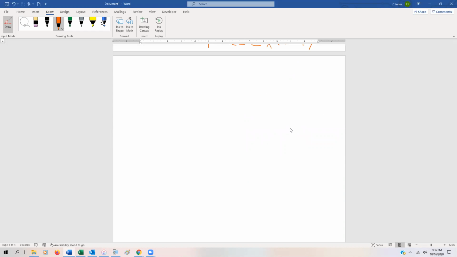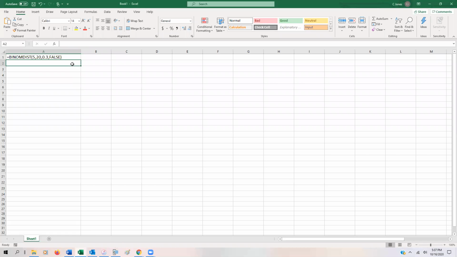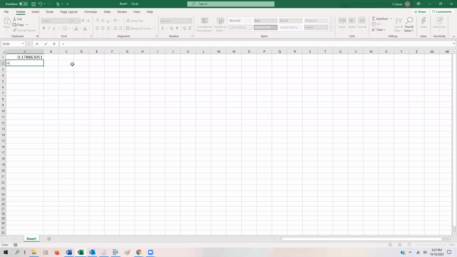Now here's the real power of Excel. Let's say I wanted to know, in a separate item, if P was equal to 0.30 and N was 20, what is the probability of less than 3 successes? If we did that by hand, we would have to do probability of 0 plus probability of 1 plus probability of 2, and that would be pretty painful. In Excel, it's really easy. Here's how we're going to do this. We're just going to type equal binom dist.